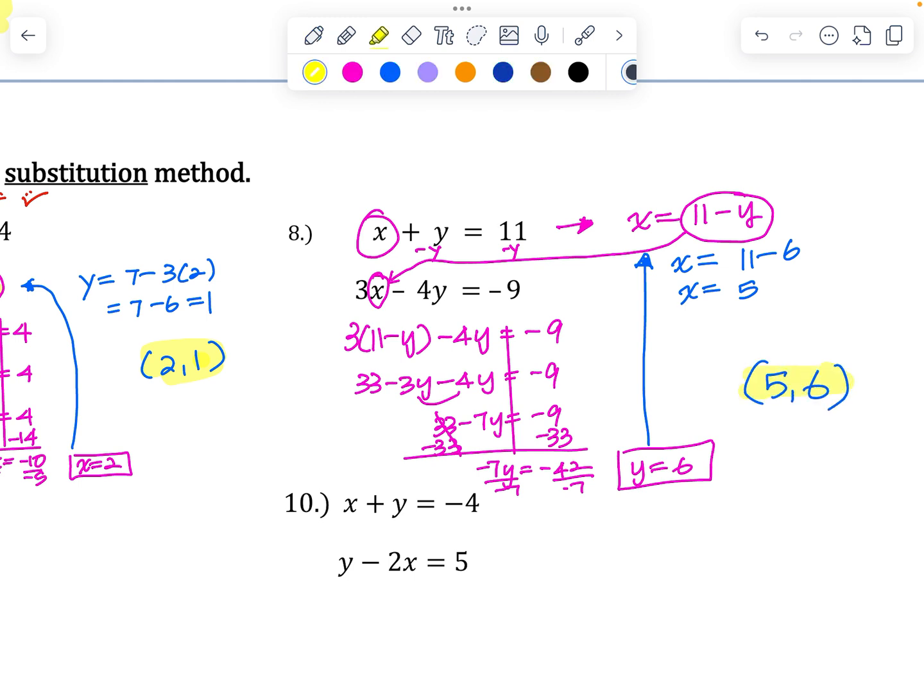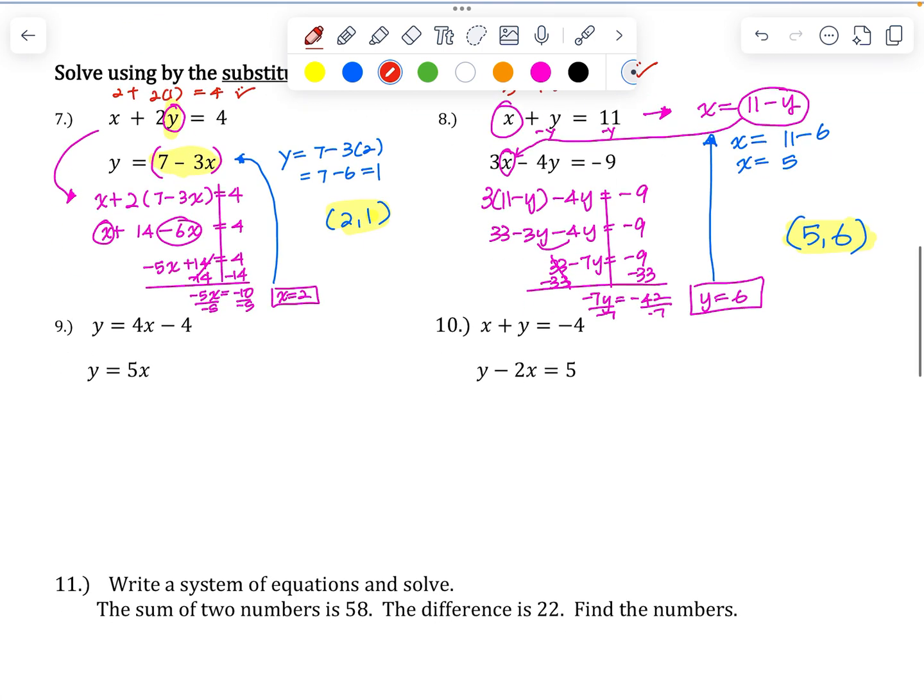And of course, you should always do the happy check. So let me do the happy check. X is 5 and y is 6, and you add them up, they do equal 11. Happy check, yay. Right, next one.